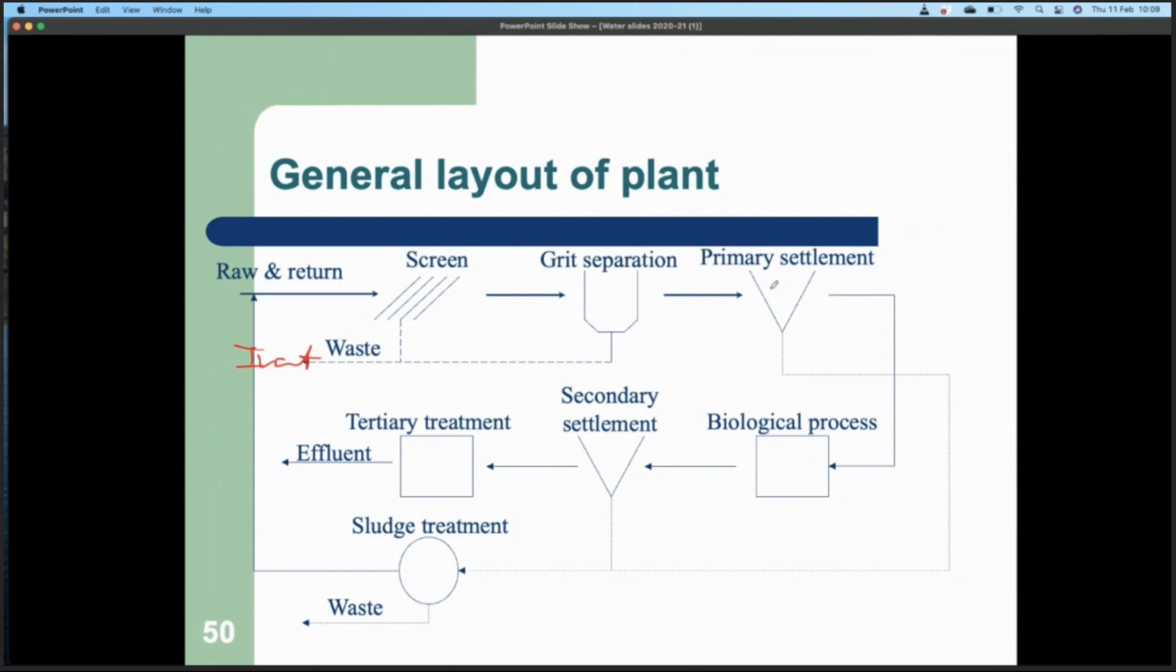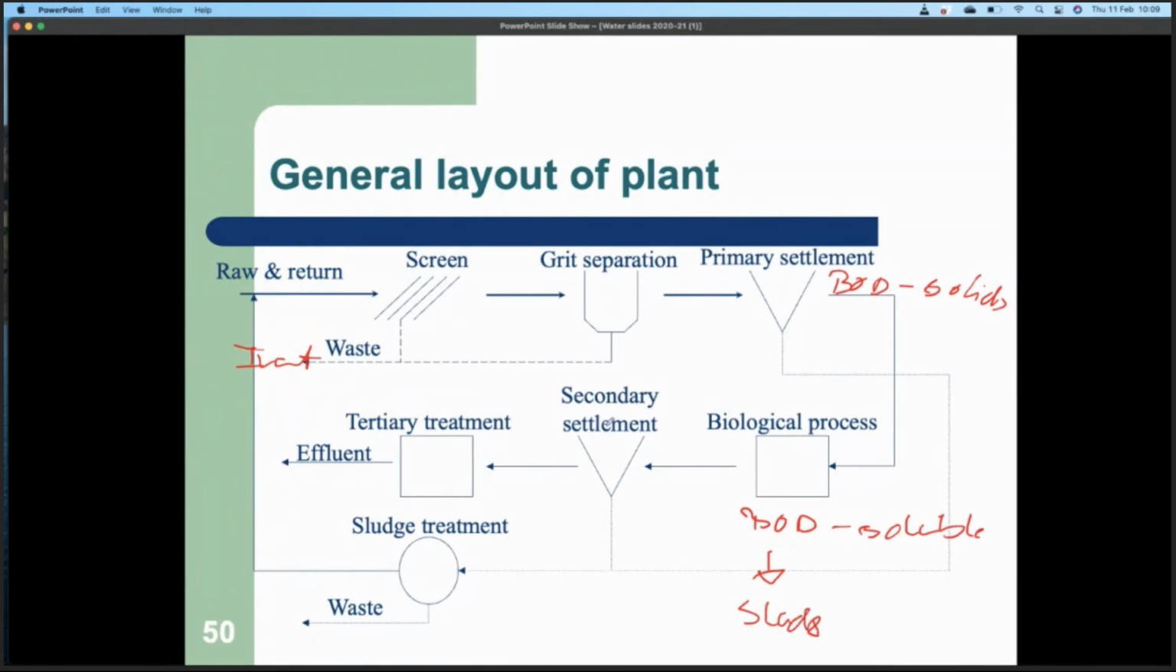Then you have the primary settlement where you remove BOD in the form of solids just by sedimentation. Then you have the biological process where you remove BOD in the form of, I need to practice more writing with this pen, in the form of soluble materials or very finely dispersed materials. And what you get out of that is a lot of sludge.